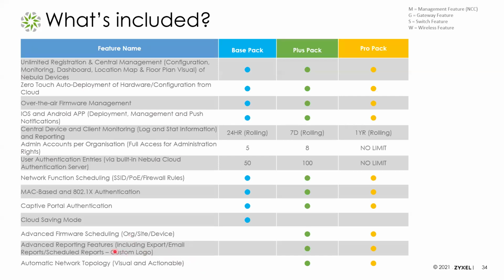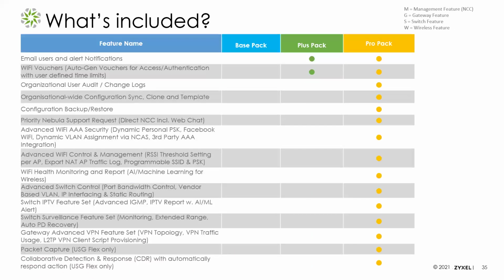Advanced reporting features, including the ability to automatically generate and email out reports with your branding on them, require Plus or Pro Pack. The automatic topology view requires Plus or Pro Pack. Email alerts require Plus or Pro Pack unless you're using the MSP license. And if you're doing Wi-Fi vouchers, that requires Plus or Pro Pack. The rest of the features here are all exclusive to the Pro Pack.